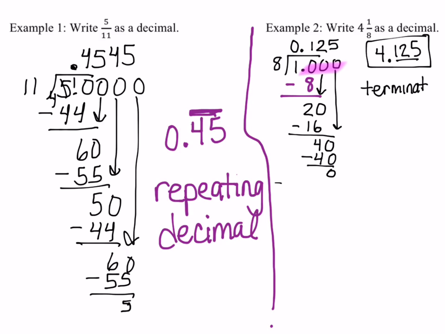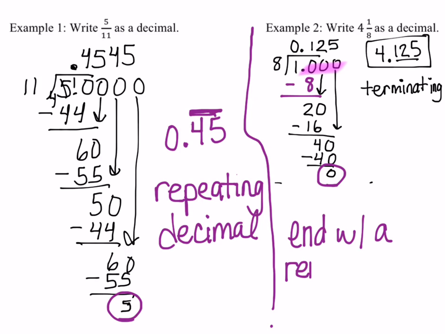And if you look at the difference between our first example and this example, you'll probably notice that the remainders are different. So this had a remainder of 5 or 4, or 6, but the remainder here is a 0. So terminating decimals always end with a remainder of 0. So that's a good way to remember the difference.